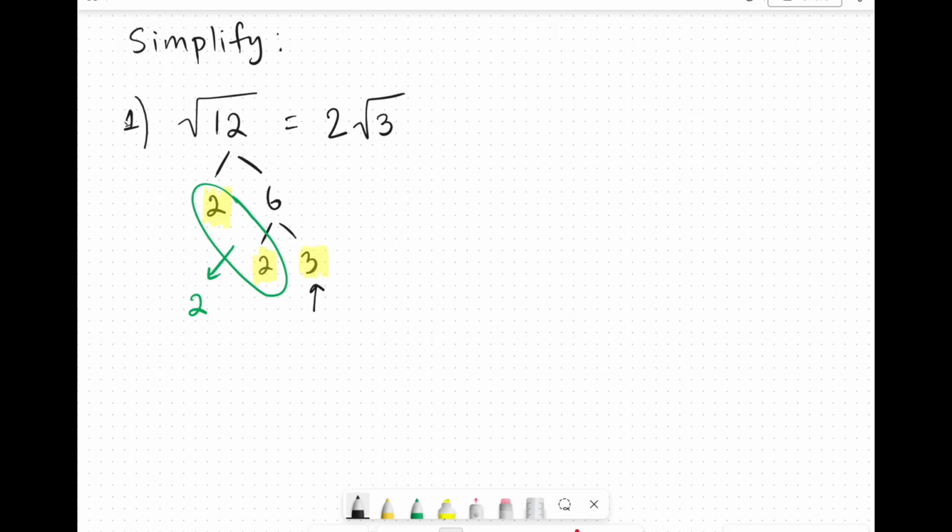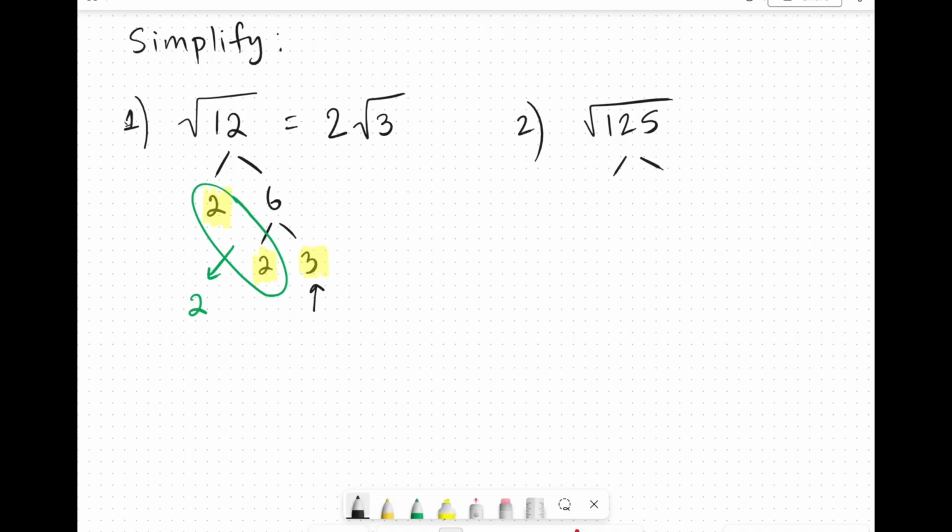And that's it. You just simplified the square root of 12. The answer is 2 square root of 3. Here is another example. 125 is not a perfect square, so to find the square root of 125, you have to break it down similarly to 12.